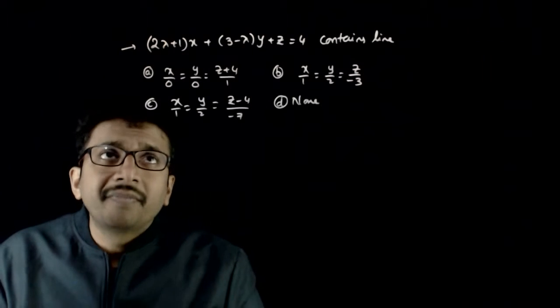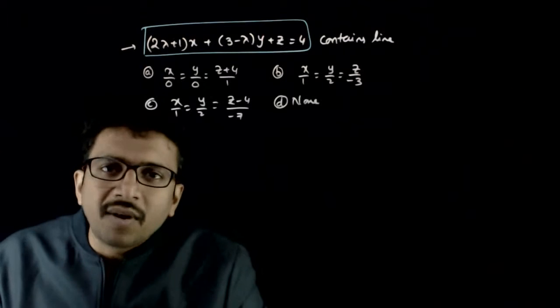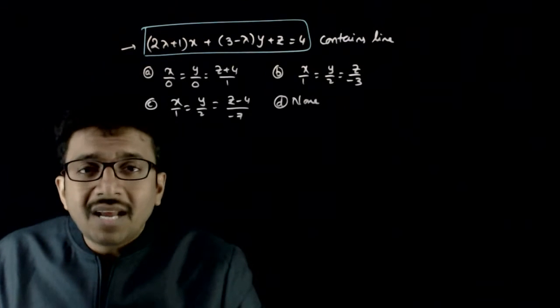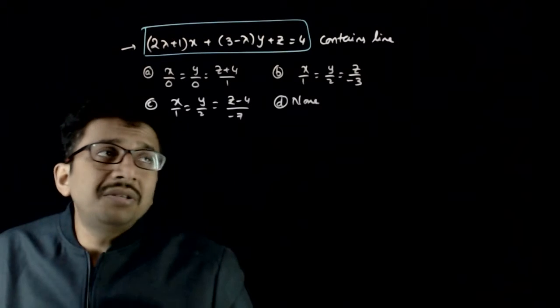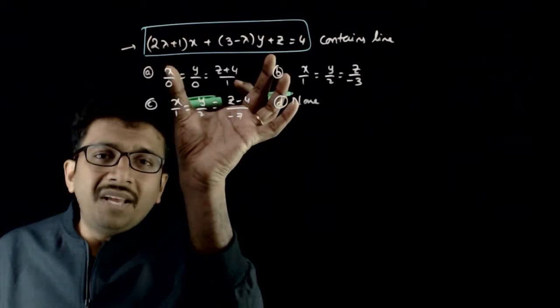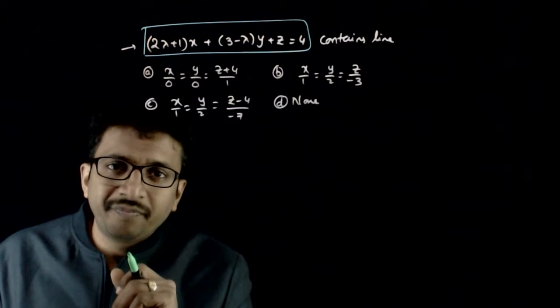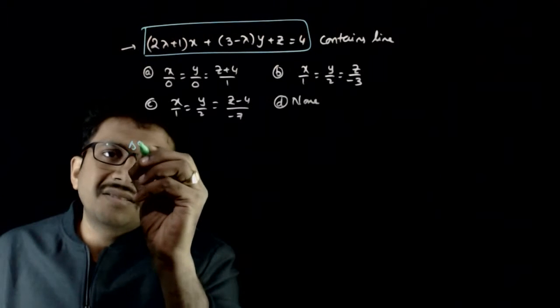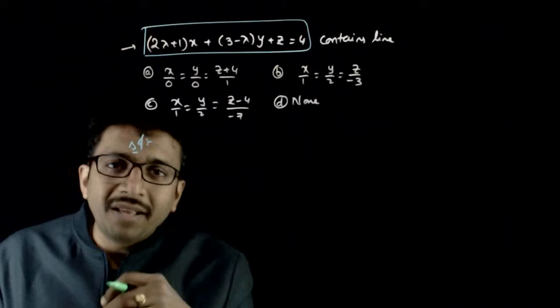So welcome students. In this question you're given a variable plane (2λ+1)x + (3−λ)y + z = 4. You're asked to find the line through which every member of this family passes. If you analyze this, this is a family of planes.